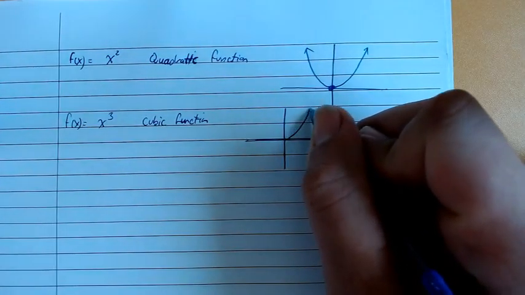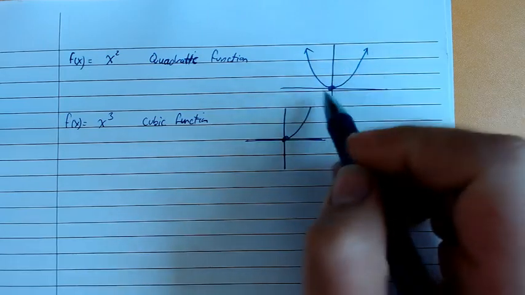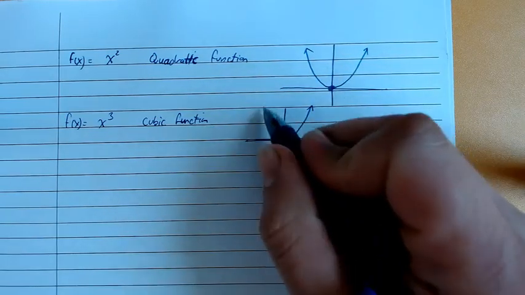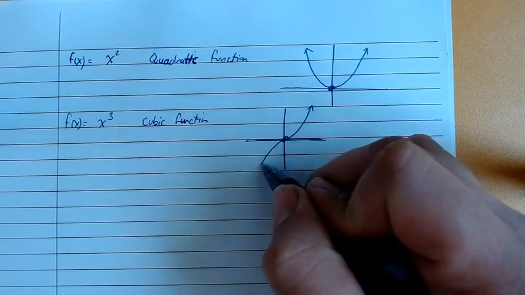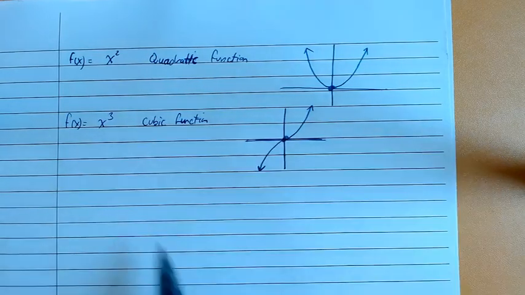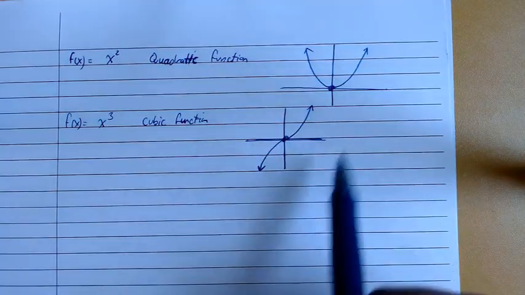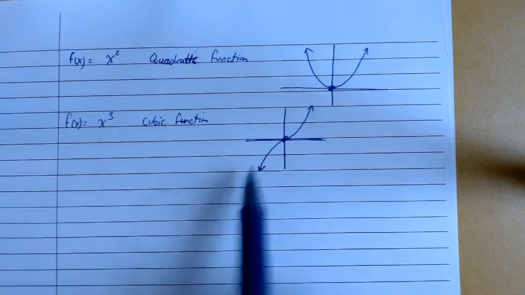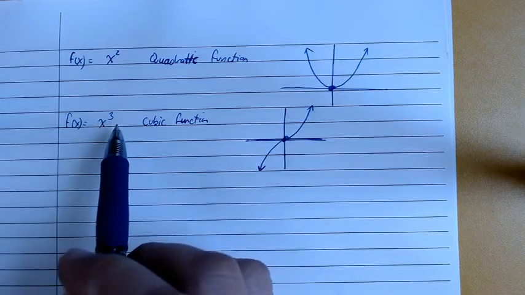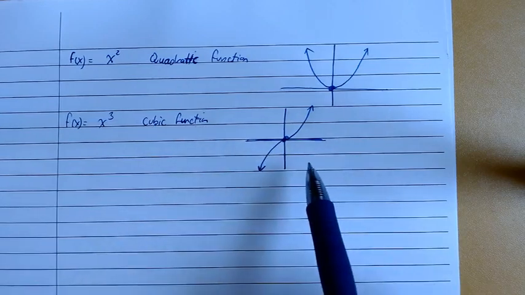It's going to go up to the right, going through the origin, a lot like the previous one did. But instead of going up to the left, it's going to go down to the left, this way. Anytime you have a cubic function, its graph is going to look something like this one. This is the graph of x to the third. Every cubic function kind of looks like this.